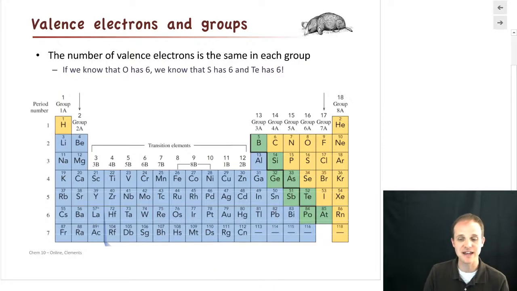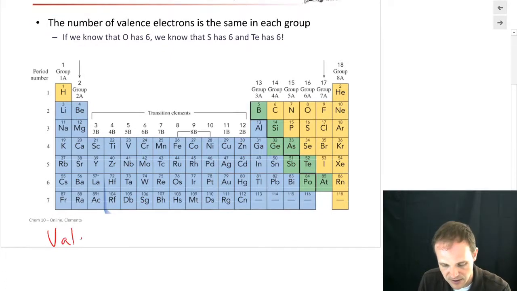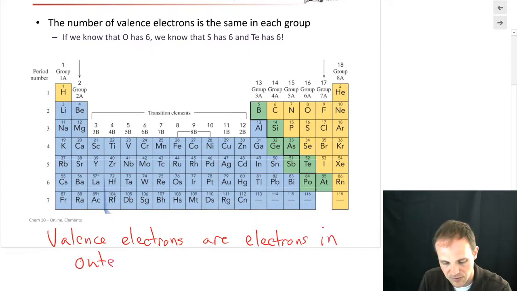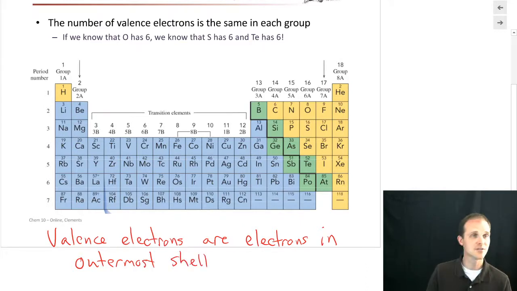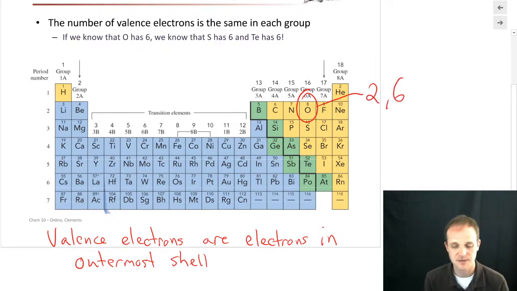So it's the ones furthest from the nucleus that do all of our chemistry work. And we call those valence electrons. So valence electrons are the electrons in the outermost shell, and we can get those from our configurations. If, for example, we talk about oxygen, it's got a configuration of 2, 6. The outermost shell has 6 and we say that oxygen has 6 valence electrons.